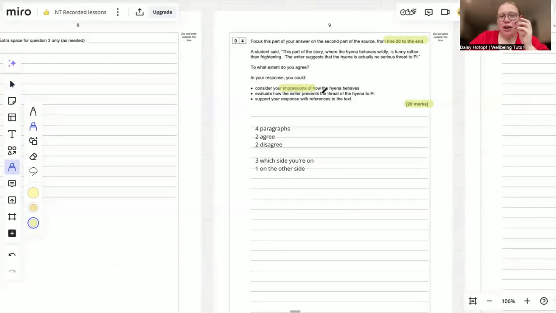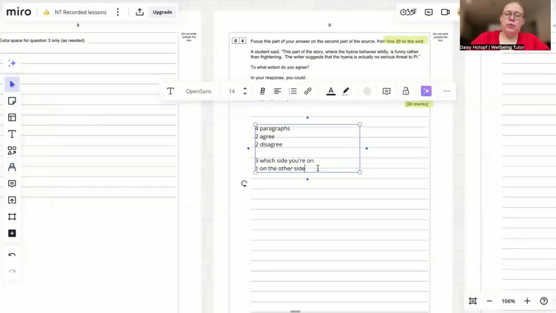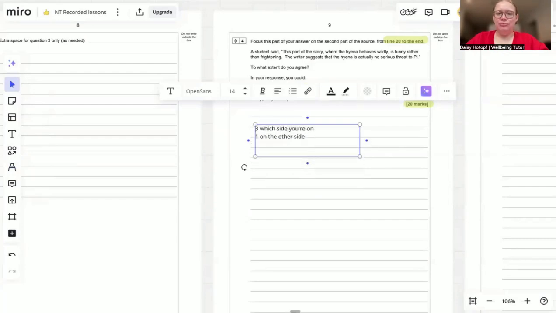And then how the writer presents the threat of the hyena to Pi. And again, you have the ideas here. You can use those ideas. You could even do 2 paragraphs on how the hyena behaves, then referring back to the text, or you could do 2 paragraphs on how it's a threat to Pi. You want to, I think, in this question, you want to be doing more. I take it back. You're doing 3 paragraphs, and you're doing 2 on which side you're on, 1 on the other side, and you're going to be doing PEEL paragraphs.